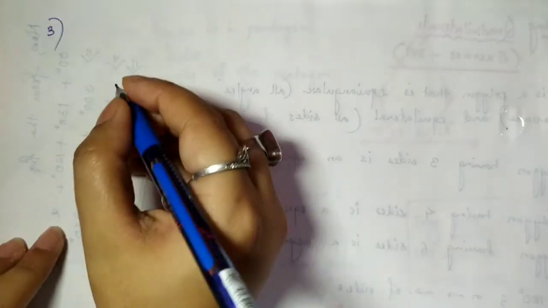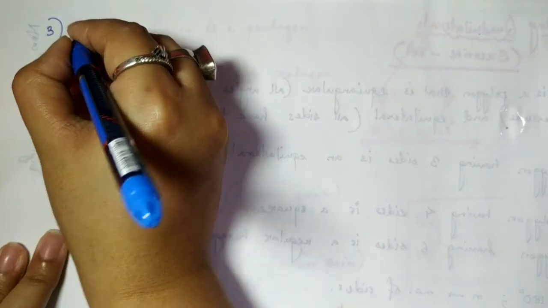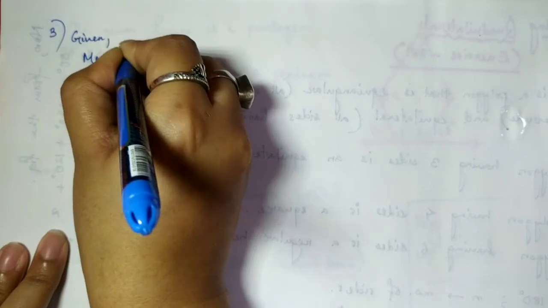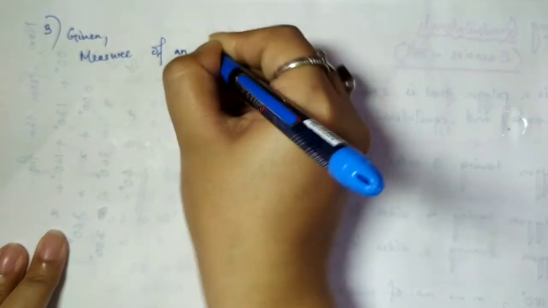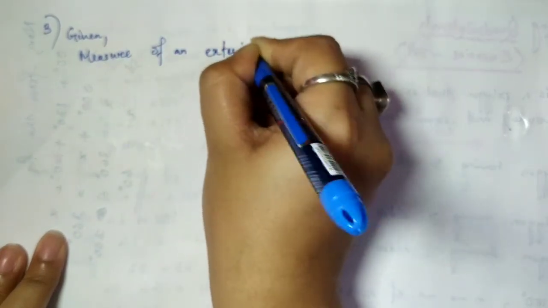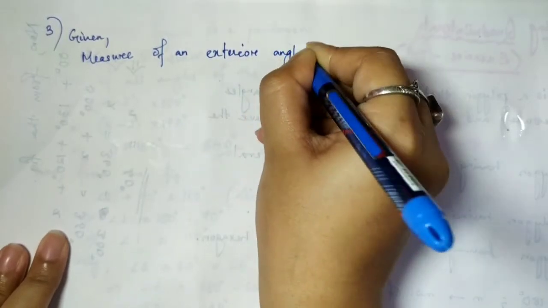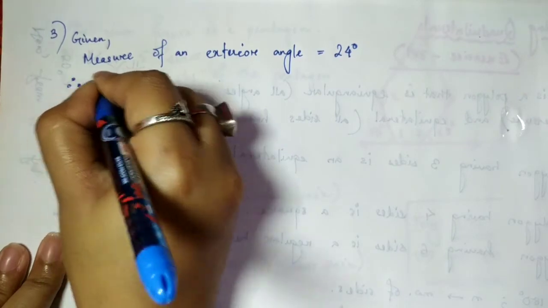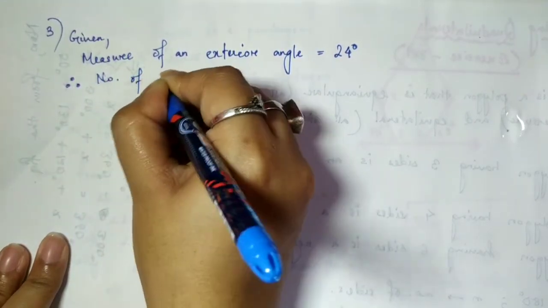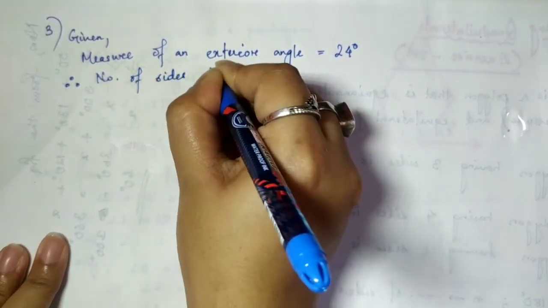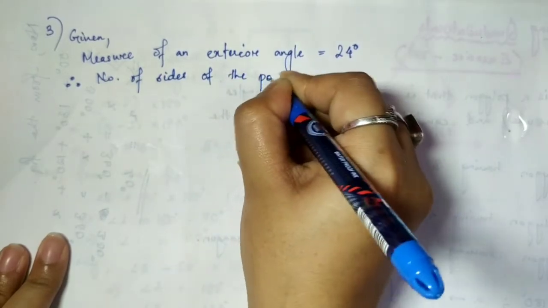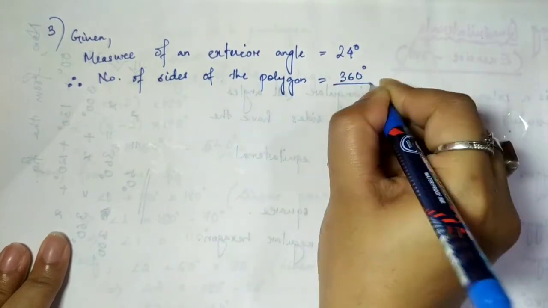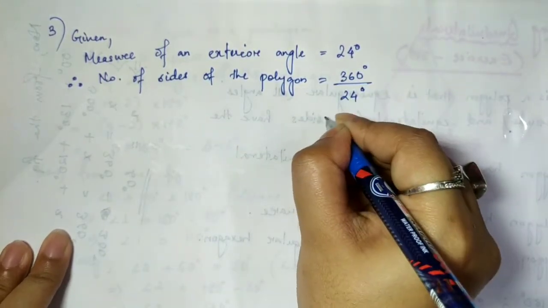So here what is given? Let us write down the given measure of each exterior angle, which is given as 24 degrees. So how many sides does the polygon have? Therefore, the number of sides of the polygon is equal to 360 degrees divided by 24 degrees. If you divide, you get 15.